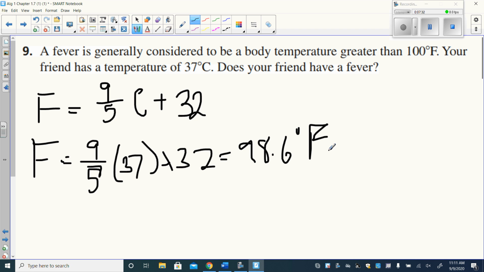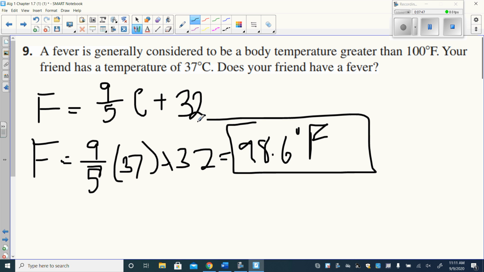No. Unfortunately, or fortunately, depending on how you see it, they do not have a fever. Because it'd be about 37.8 degrees Celsius would be a fever. So if they had a temperature of 0.8 higher on the Celsius, so 37.8, they would have a fever. So they're close, but they don't have a fever. And that's it. That's all we've got to do for these here.